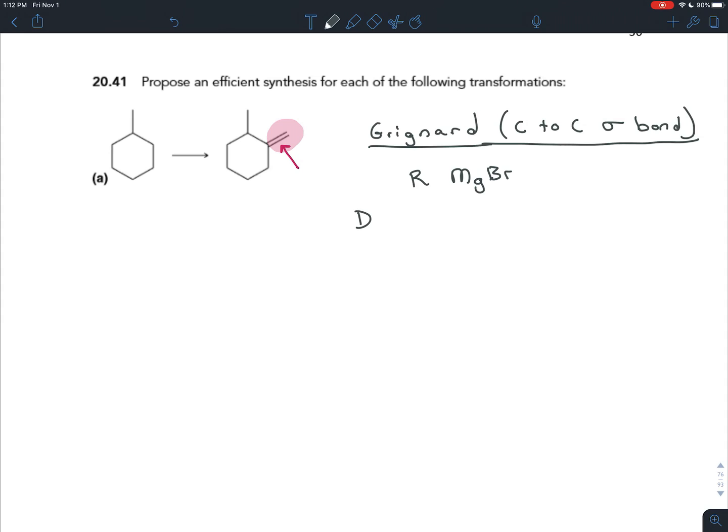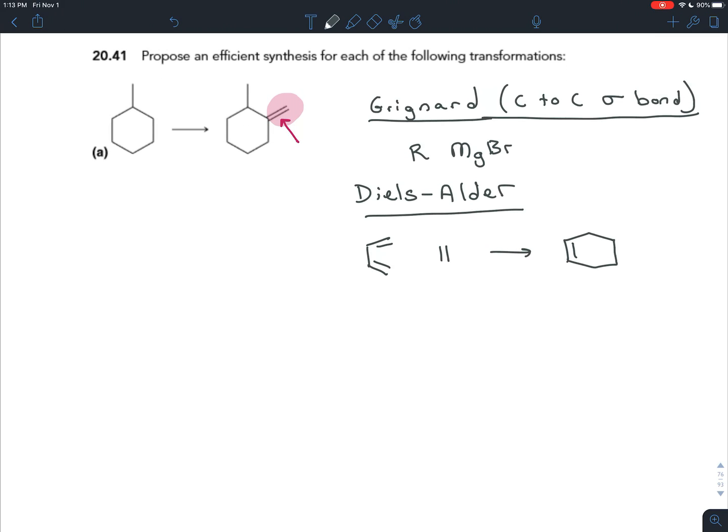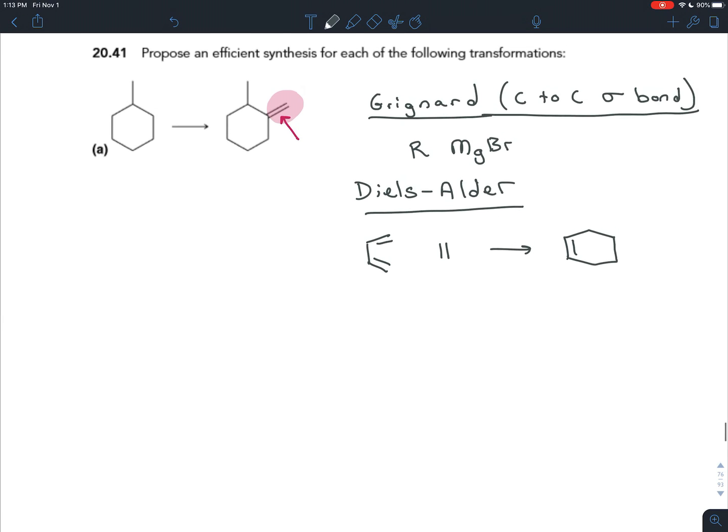Another way we learn to make carbon-to-carbon bonds is the Diels-Alder reaction. The Diels-Alder reaction takes a diene in the s-cis conformation and the dienophile, and it turns it into a ring. We didn't create a ring in this reaction. We start with one ring and we end with one ring, so we didn't create a ring, so that's probably not going to be our best choice here either.